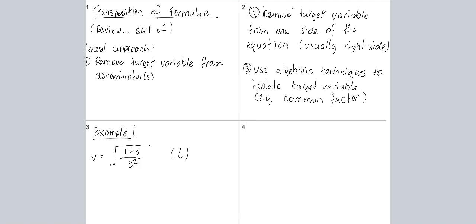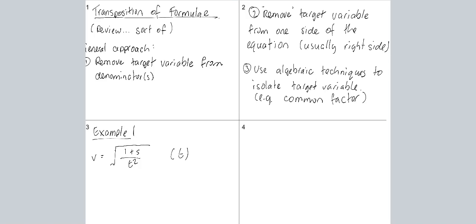Okay, so let's look at this example here. So as I said, step one is remove target variable from denominator. And the example we've got there is v equals the square root of 1 plus s all over t squared. So we need to remove the target variable from the denominator, but we can't. Why not? Sophie? Yeah, because of the square root sign.